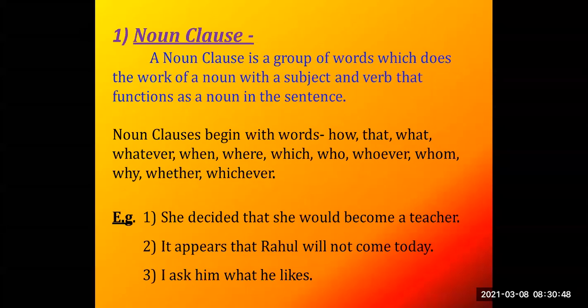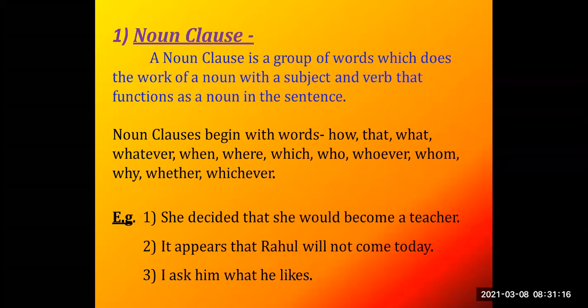The example is: Whatever you wish is my command. Here, you is the subject, wish is the verb. So you is the subject of the clause, and wish is the verb of the clause. And whatever you wish is our noun clause.